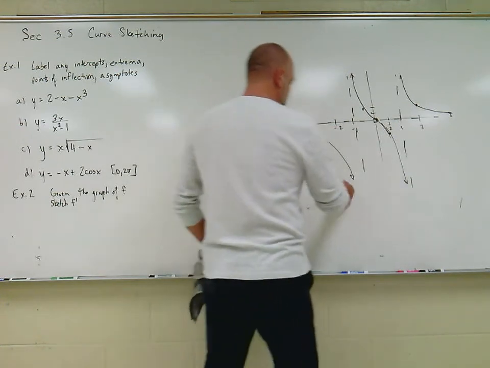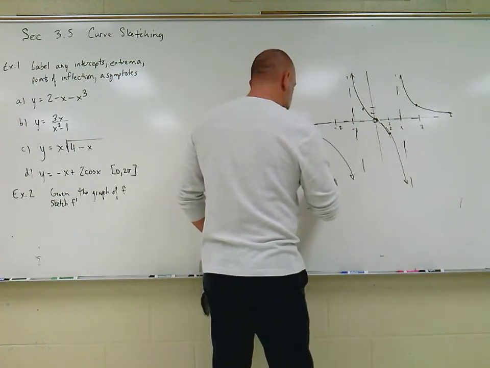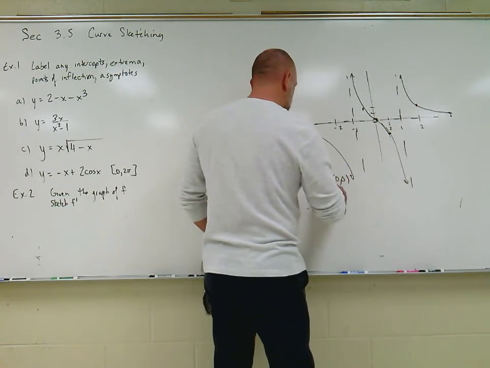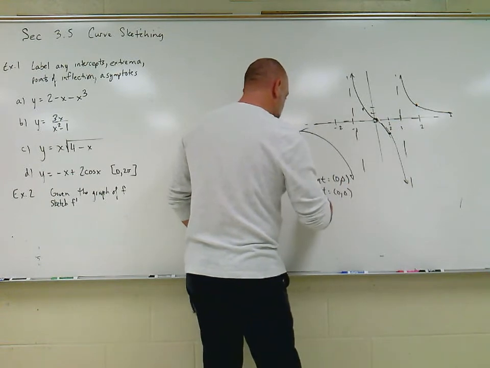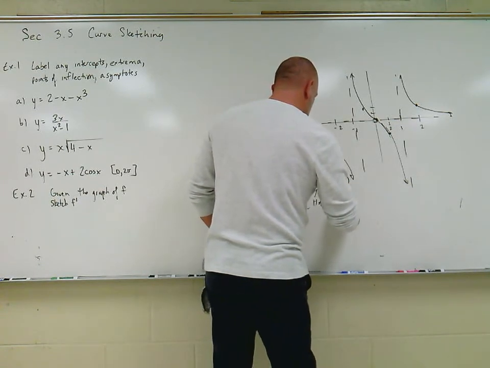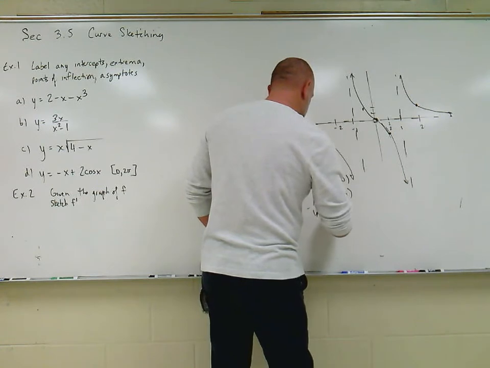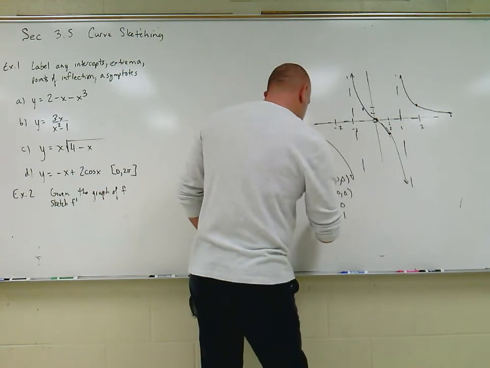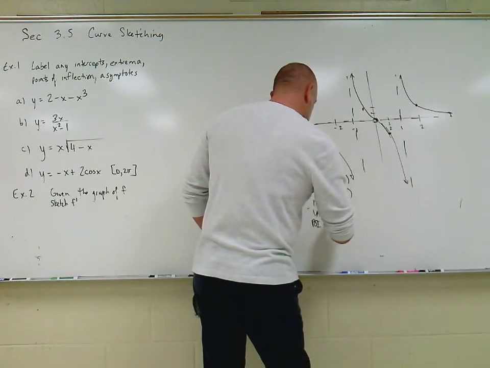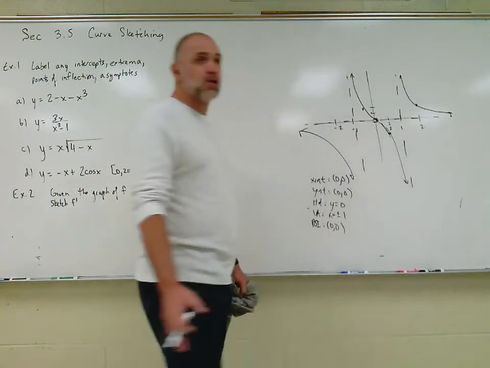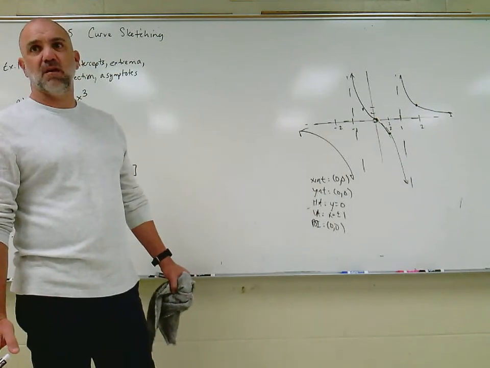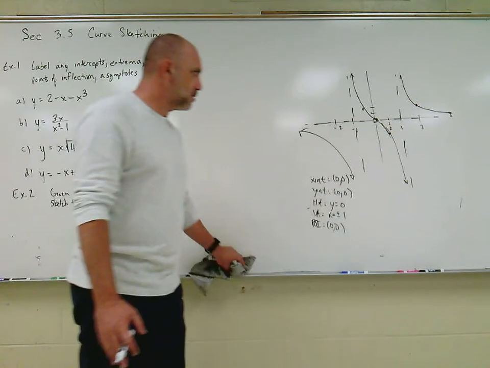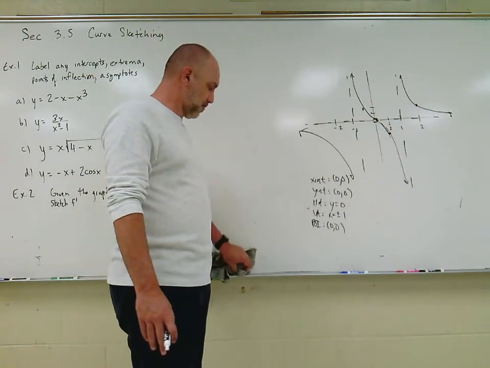So all I would list on this, I'd list all my information: x-intercept 0, 0, y-intercept 0, 0, horizontal asymptote y equals 0, vertical asymptote x is plus or minus 1, point of inflection at 0, 0. We're pretty sure it is. Looks like it. Can't squiggle like that without changing concavity. Okay? That's it.